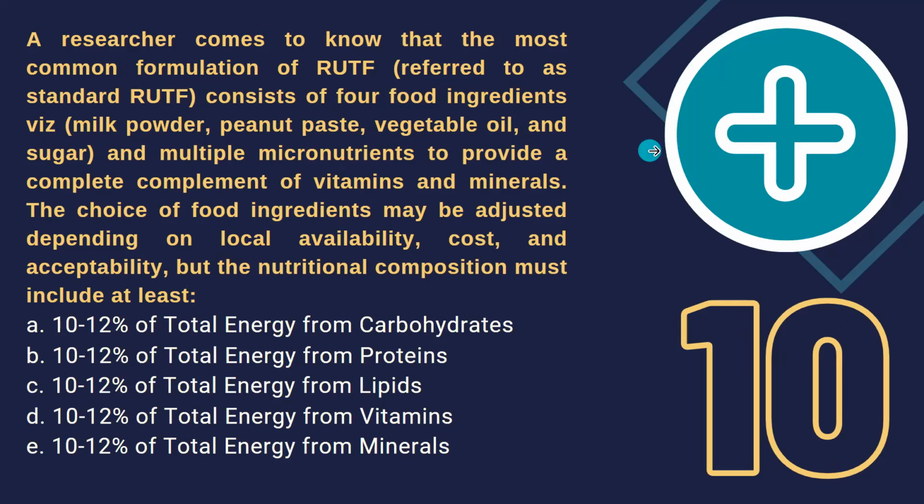The choice of food ingredients may be adjusted depending on local availability, cost, and acceptability, but the nutritional composition must include at least: A, 10 to 12% of total energy from carbohydrates; B, 10 to 12% of total energy from proteins; C, 10 to 12% of total energy from lipids; D, 10 to 12% of total energy from vitamins; or E, 10 to 12% of total energy from minerals. B. Yes, the answer is B, 10 to 12% of total energy from proteins.